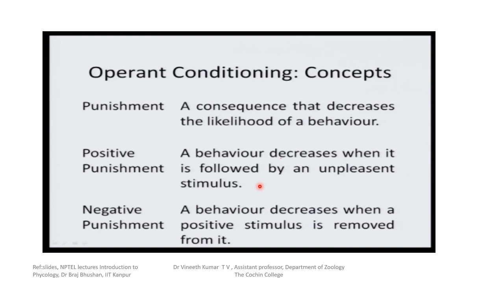So what it learns is that pressing the lever is not gaining anything for it, so the behavior decreases when a positive stimulus is removed. When there is no food, it will slow down, and lastly it will lead to extinction of that particular response. It will stop pressing the lever. So these are the concepts of operant conditioning that we discussed: the extinction, the different types of punishment, and also positive reinforcement as well as negative reinforcement. So with this, we come to the end of operant conditioning.